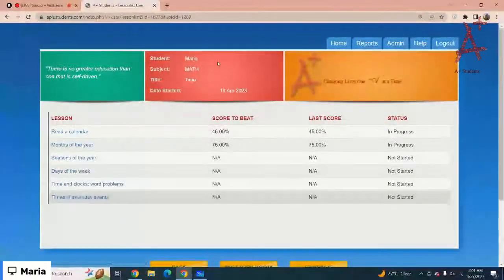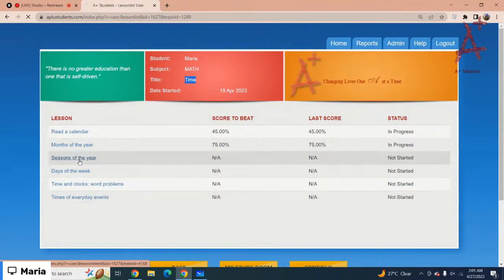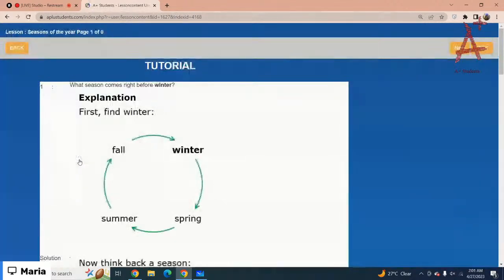So here I am on grade 1 maths. The chapter name is time and here is the lesson. We're going to start with seasons of the year. So let's just start with the lesson. We're going to learn how many seasons in a year. Got it? So here is the chart. You can see the seasons are summer, winter, fall and spring.